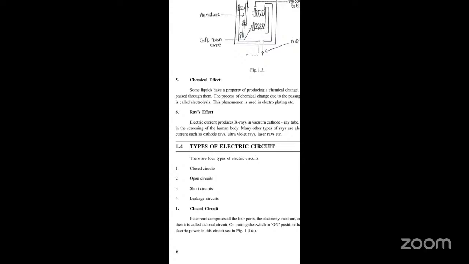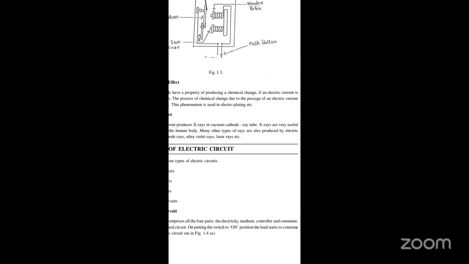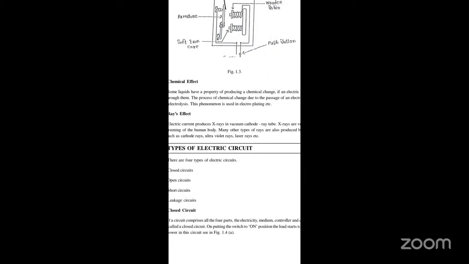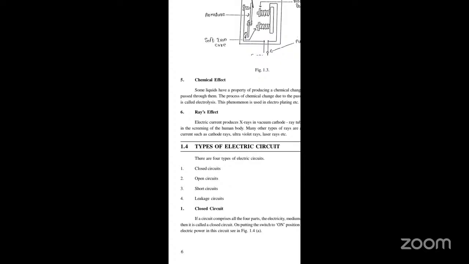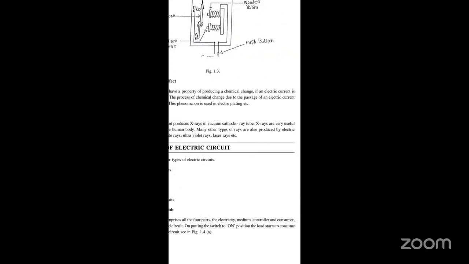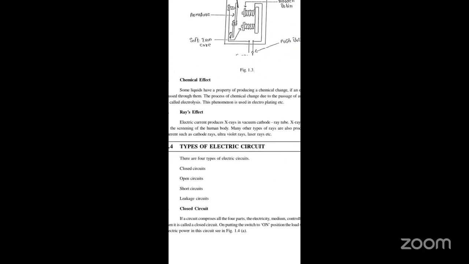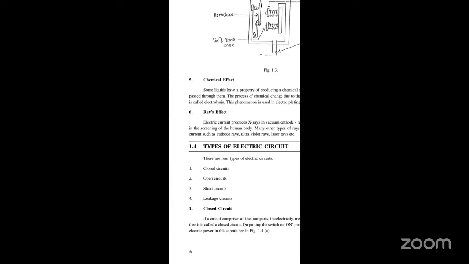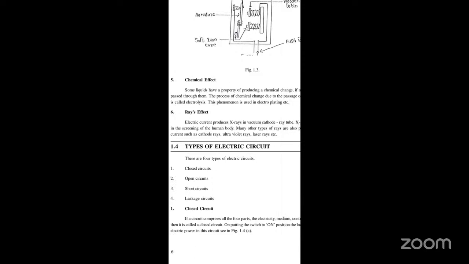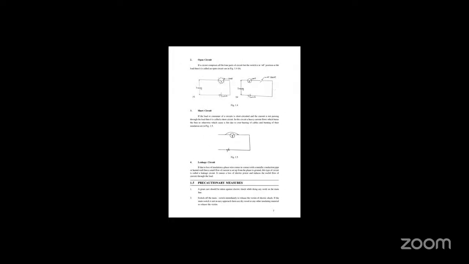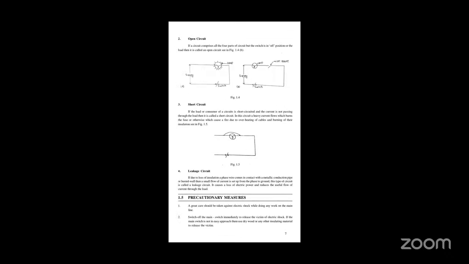Figure 1.3 is already over. Now we are going for figure 1.4. If a circuit comprises all the four parts of the electricity, medium, controller, and consumer, it is the closed circuit. On putting the switch on, the load starts to consume the electric power in this circuit. That is the closed circuit. Now we are seeing about the closed circuit and open circuit.